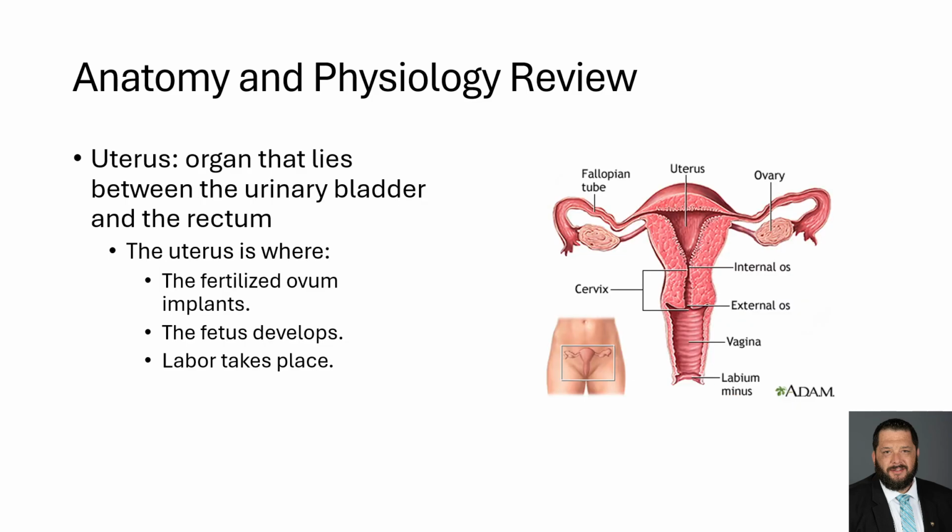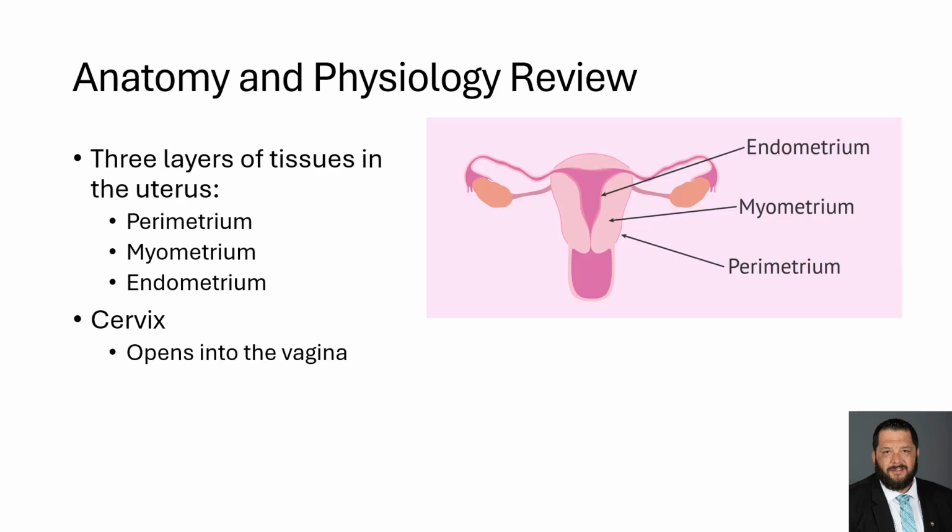The uterus itself is the organ that lies between the urinary bladder and the rectum. The uterus is where the fertilized ovum will implant, the fetus will develop, and then where labor will subsequently take place. It's comprised of 3 layers of tissue. They're muscular layers. You have the endometrium, which is the innermost layer, the myometrium, which is the middle muscular layer, and then the perimetrium, which is the outside lining. The cervix is at the base of the uterus and is the opening to the vaginal cavity.